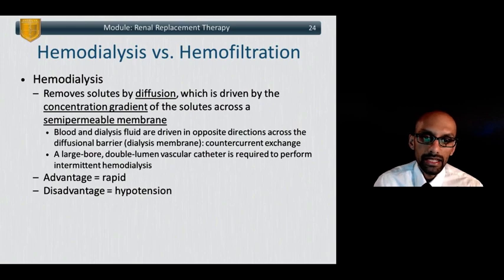Hemodialysis removes solutes by diffusion, which is driven by the concentration gradient of the solutes across a semipermeable membrane. Blood and dialysis fluid are driven in opposite directions across a diffusional barrier, which is the dialysis membrane. You essentially have a countercurrent exchange of electrolytes and fluid. A large bore double lumen vascular catheter is required to do this. The advantage here, it's rapid. The disadvantage is you do get large scale volume shifts and significant hypotension in this process.